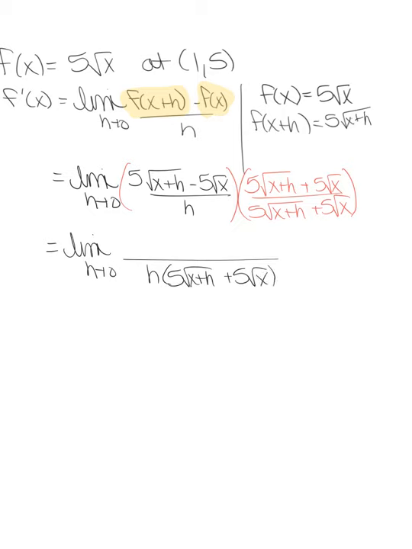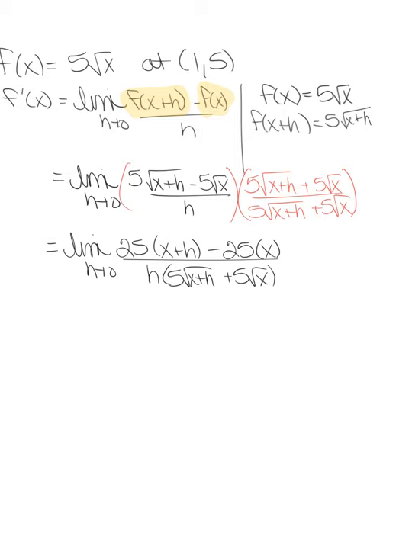Now on the top we're actually going to multiply it out. When we multiply 5 square root of x plus h times 5 square root of x plus h, we actually get 25 times x plus h. The reason being 5 times 5 is 25, and the square root of x plus h times the square root of x plus h is x plus h. The outer and the inner will cancel. That always happens when you're dealing with a conjugate. And when we multiply the last, we get a negative 25 times x. Again, 5 times 5 is 25, and the square root of x times the square root of x is equal to x.